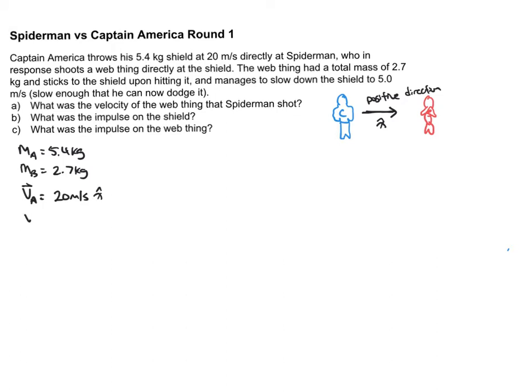And the velocity of the webs before the collision is what we are trying to find, I believe. Yeah, so that's unknown. It's going to be in the negative. We should get a negative answer in the x hat direction. And then we're given 5 meters per second, and that is going to be both, because they get stuck together, both VA prime and VB prime. They both end up moving at 5 meters per second in the x hat direction.